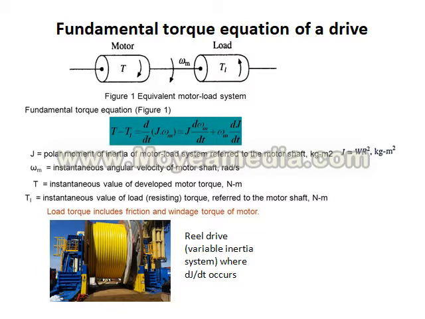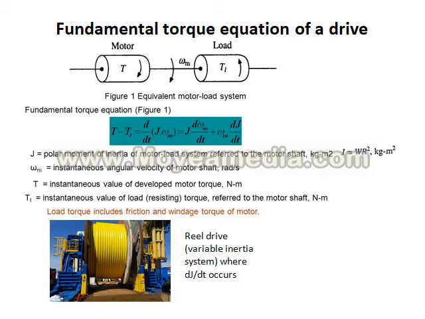The torque T here depends on type of motor used. If it is an induction motor, the torque equation is something, and if it is a DC motor, the torque equation is something else. It depends upon the motor used. TL depends on the application. Mainly it consists of friction or windage components. And J, moment of inertia, is given by WR square. W is the weight of the system and R is the radius of the system. This is the general formula.